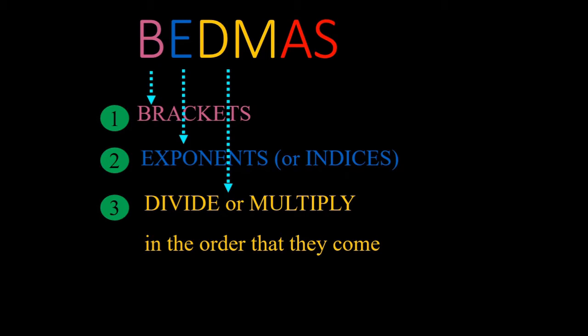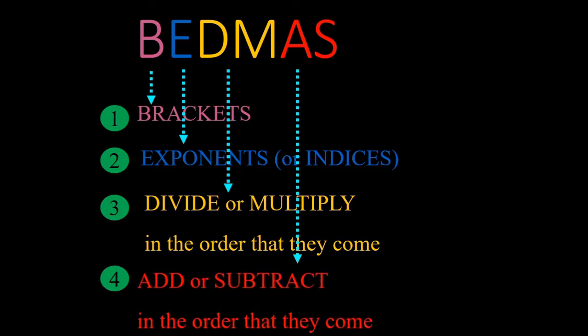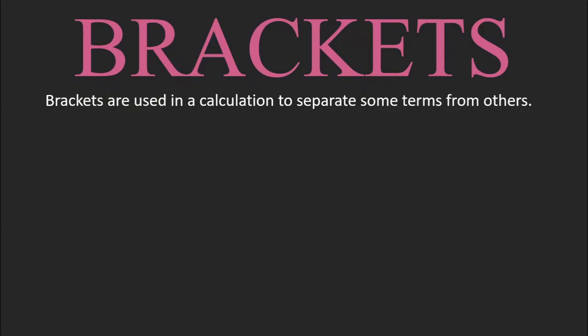Next, we've got two more letters also in the same color, A and S. They stand for addition and subtraction. And once again, if you see several calculations in the same question, and there are some additions and some subtractions, you'll work them out in the order that you see them in the question. Again, we'll show some examples to make sure that that's clear.